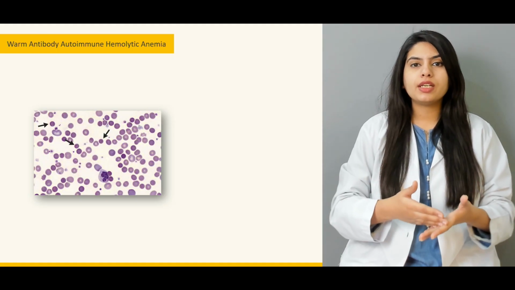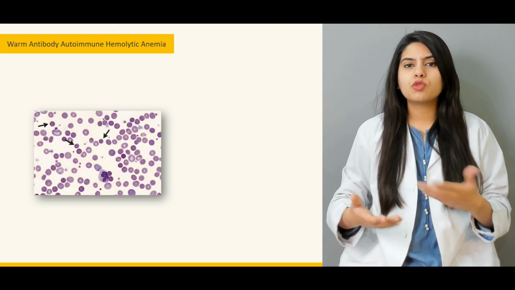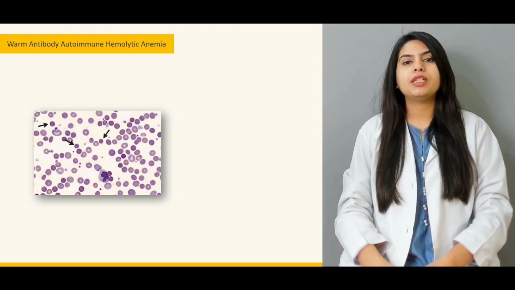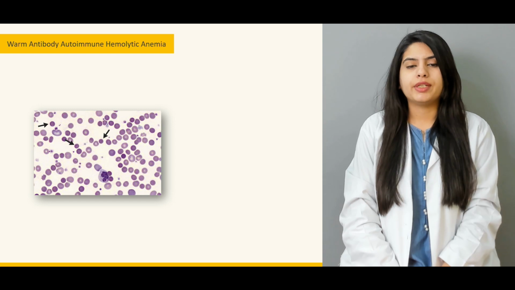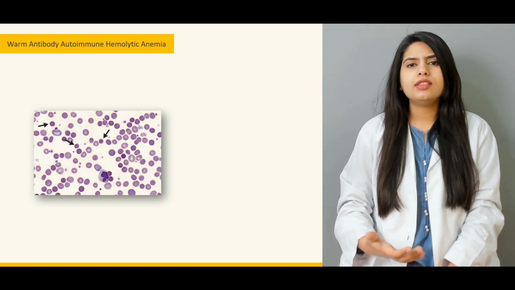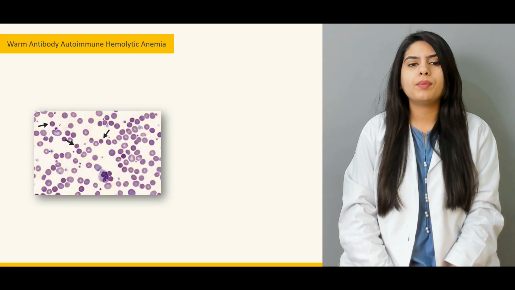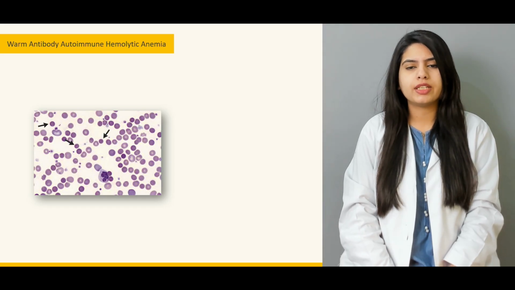IgG antibodies will be produced, and the subsequent reaction will take place, and there will be hemolysis of the red blood cells, leading to the hemolytic anemia. So that's all that occurs in the case of warm antibody autoimmune hemolytic anemia.